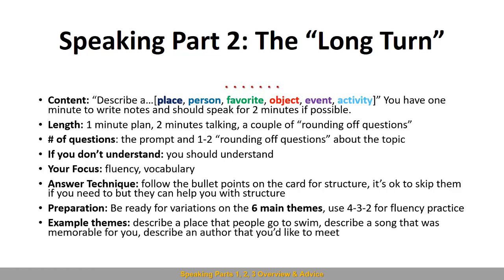Next, example themes. For example, describe a place that people go to swim, or describe a song that was memorable for you, or describe an author that you'd like to meet. Here we can see there's a place, a song is an object, for example, and an author is a person. So these are different examples of the general themes we have up at the top.